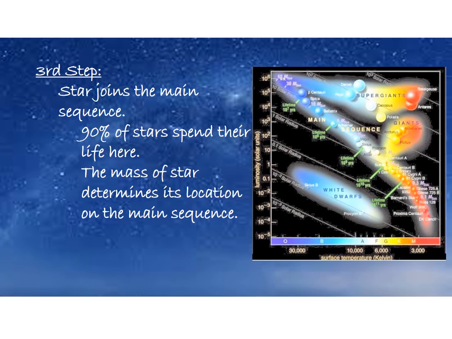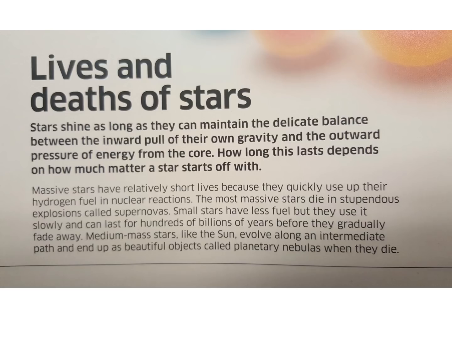So once a star is born, it gets into its next step, which is called the main sequence. And a star will spend 90% of its life here in the main sequence. The mass of a star determines its location on the main sequence. So stars can shine as long as they can maintain the delicate balance between the inward pull of their own gravity and the outward pressure of the energy from the core. How long this lasts depends on how much matter a star starts off with.